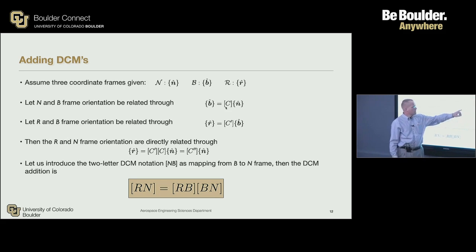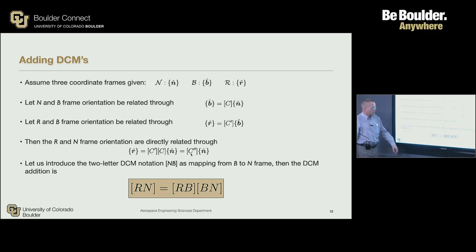So if C maps N to B, exactly what we had in the earlier slide, the second line shows how B maps into R through C prime. In the 2-letter notation, this would be the RB matrix that goes from B to R, and this would be the BN that goes from N to B. If you cascade these together, R hat is equal to C prime times B. I can substitute B back in, and you get C prime times C times N. I'm looking for the mapping from N to R directly. These 2 matrices multiplied together, I'm just calling that answer C double prime, is what maps N to R.